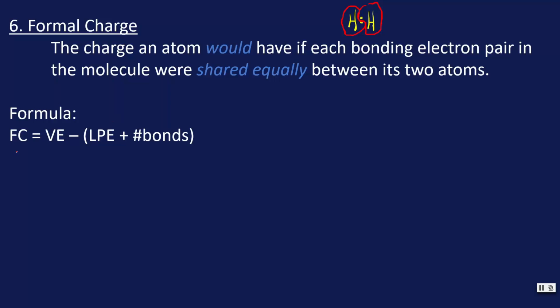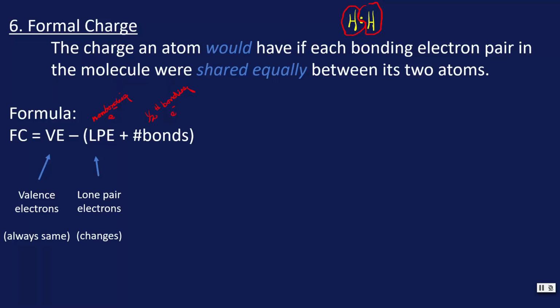The formula we have is the formal charge is valence electrons minus lone pair electrons or non-bonding electrons, either one, plus the number of bonds, or 1/2 the number of bonding electrons. A lot of people learned it differently in high school, so I'm giving you the various options. So again, valence electrons are always the same for a particular element, but the lone pairs of electrons and the number of bonds can vary for that given element.